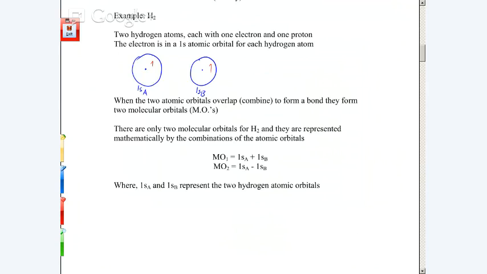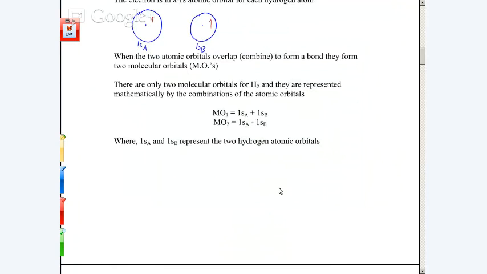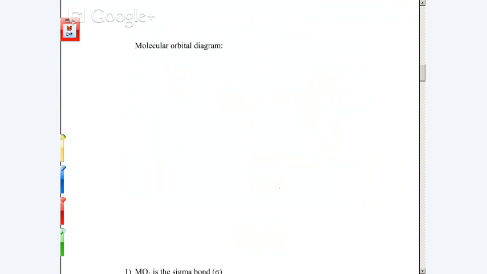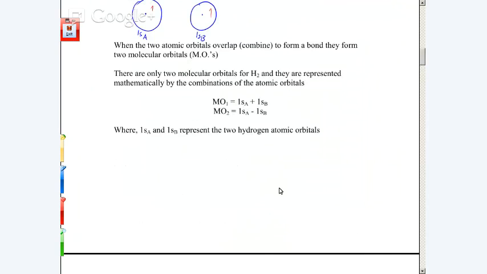As we get more orbitals, there will be more possibilities because you could add, subtract, add, or add, add, subtract, or whatever when there's more. But when there's just two, you can add them together or you can subtract them. And so now let's look at what those two things would look like and how we would express them. So I'm going to take 1sA and 1sB and add them together.